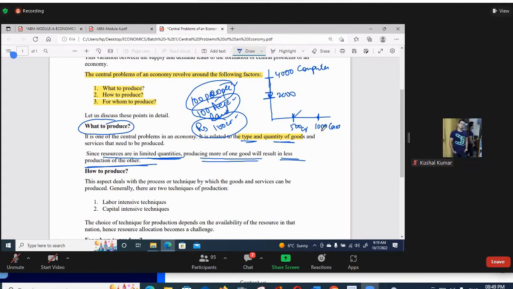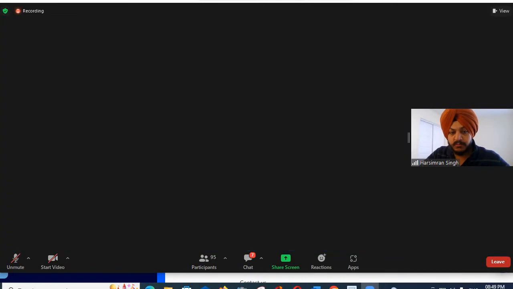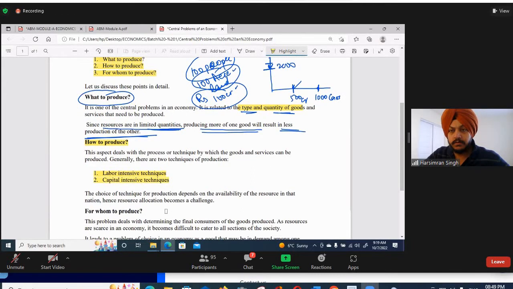Yes, sir. Okay. Next, how to produce? Do you want to produce with more labor-intensive techniques, or with more capital-intensive techniques? Labor-intensive techniques mean less automation. Capital-intensive techniques mean you spend more money on technology. Okay, you produce self-driving trucks.